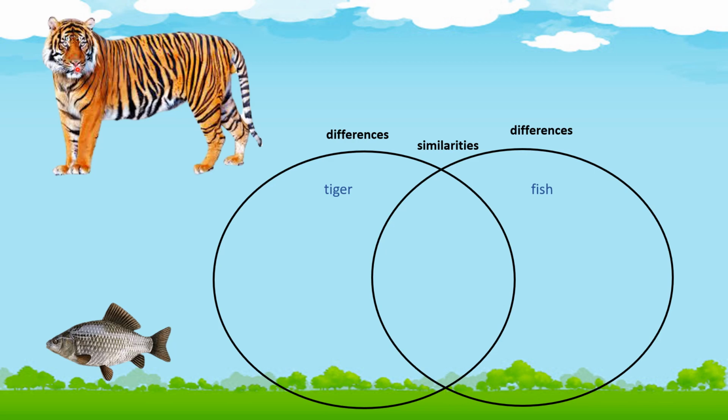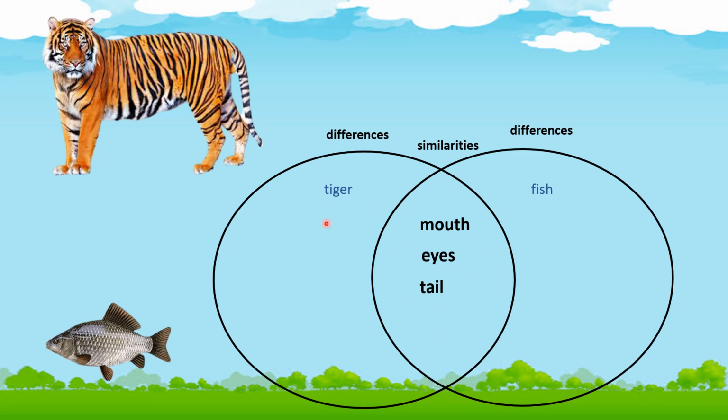They both have a mouth, right? This is the mouth of the tiger and this is the mouth of the fish. They also both have eyes, right? These are the eyes of the tiger and this is the eye of the fish. So I write them in the similarities part. What else do they have in common? Excellent, they both have a tail. So here I write tail. Now we are done with the similarities.